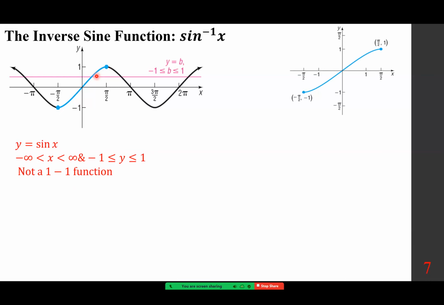However, if we choose this portion only, now comes the restriction. Y equals sine x, where we restrict the domain from minus pi over 2 to pi over 2. The range remains the same because we have to cover everything. And now this is a one-to-one function, and that's really the key. This is a one-to-one function, everybody.